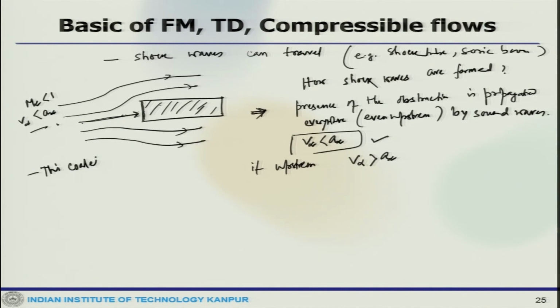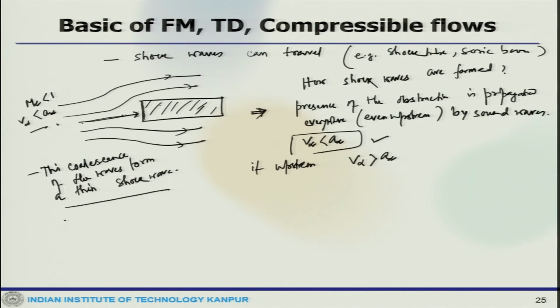this coalescence of the waves forms a thin shock wave. Okay. So, this is what happens when the flow field is supersonic and there is a body placed inside the flow field: the information of the presence of this body cannot be passed to the upstream, and then the shock wave is formed.